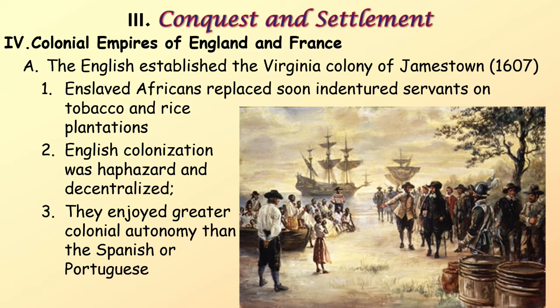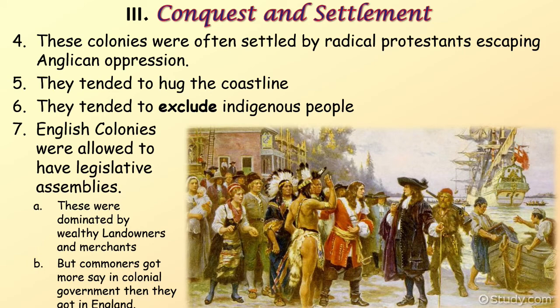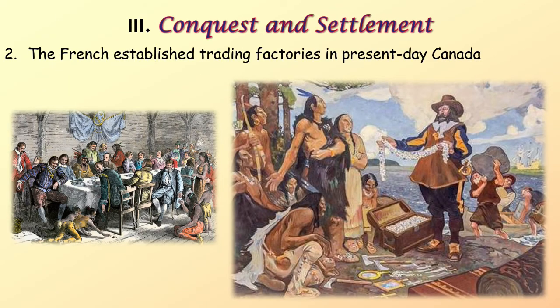And so English colonists enjoyed greater colonial autonomy than either the Spanish or the Portuguese. And these colonies were often settled by radical Protestants escaping Anglican oppression. And these colonies also tended to hug the coastline, and they tended to exclude indigenous people. And English colonies were allowed to have legislative assemblies, and these were dominated by wealthy landowners and merchants, but commoners got more say in colonial government than they got over in England. The French also established trading factories in present-day Canada.